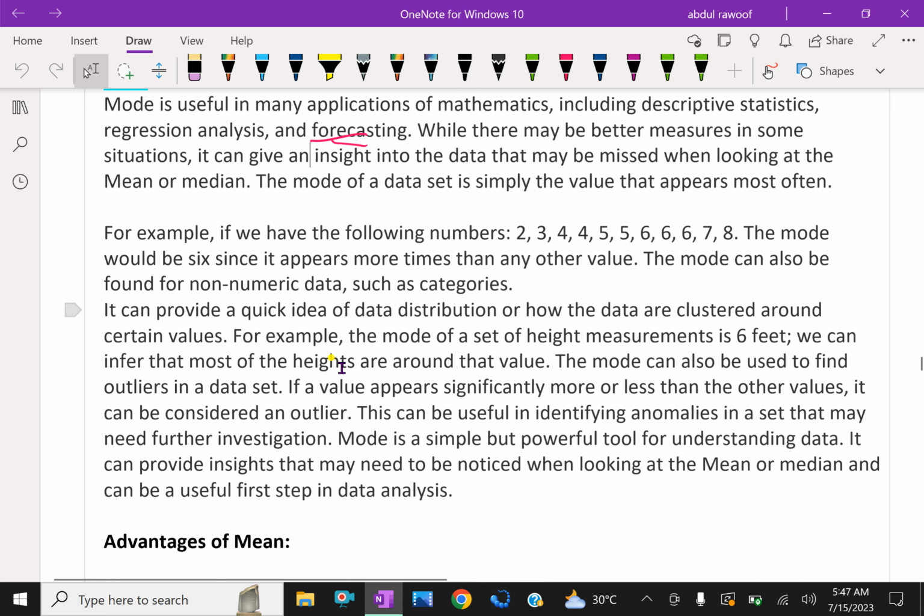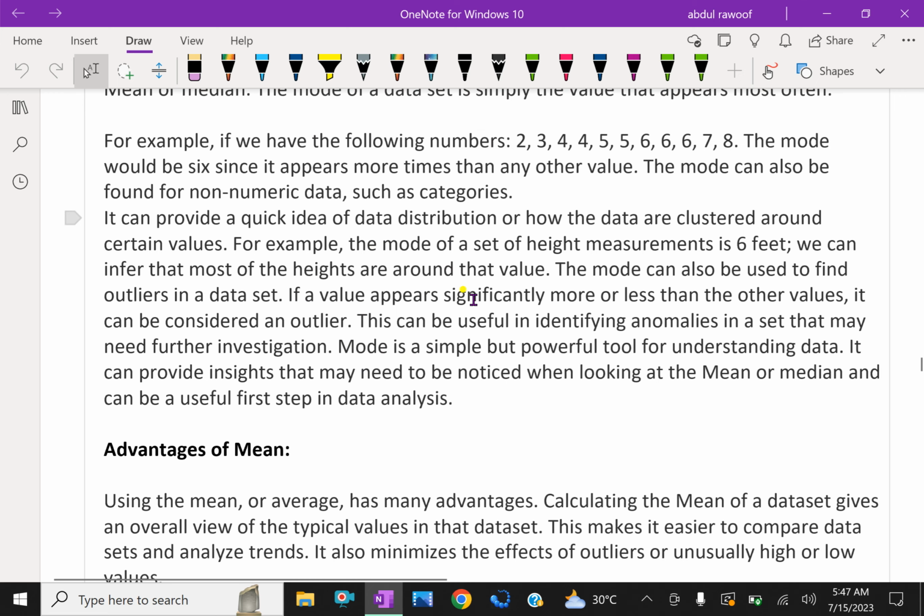It can provide a quick idea of data distribution, or how the data are clustered around certain values. For example, if the mode of a set of height measurements is 6 feet, we can infer that most of the heights are around that value. The mode can also be used to find outliers in the data set. If a value appears significantly more or less than the other values, it can be considered an outlier.